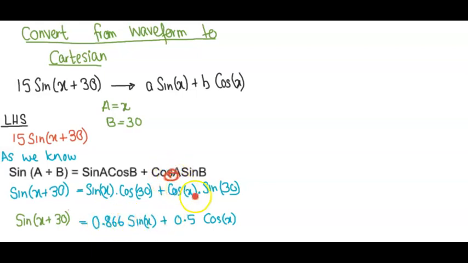Cos A is cos x. I can't find the cos x value, but sine 30 is 0.5, so I write 0.5 cos x. Cos x times 0.5 is the same as 0.5 times cos x. Now if I go and match this equation, the A is 0.866 and the B is 0.5. So it's in this form now, and that's your answer.